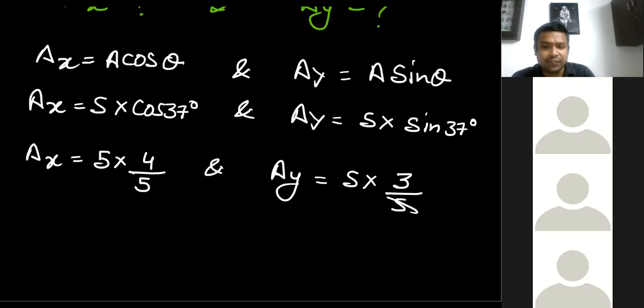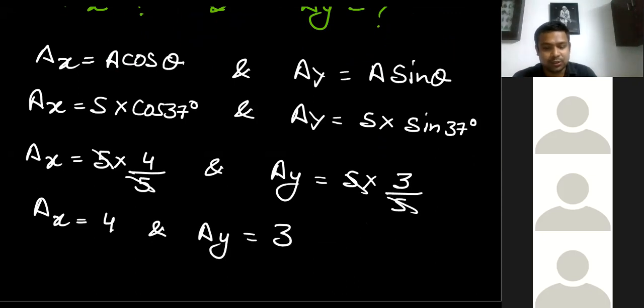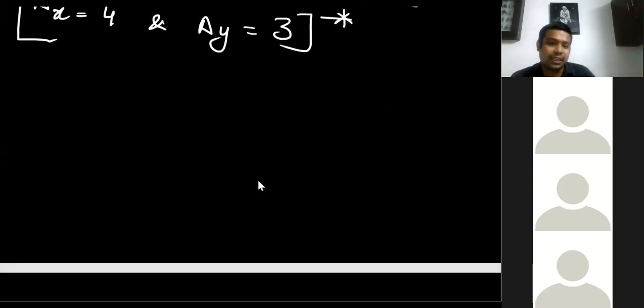My dear friends, 5 cancel out. So the Ax is 4 and Ay is... So this is the very easy concept to represent a component form. Clear, my dear? Yes, sir.